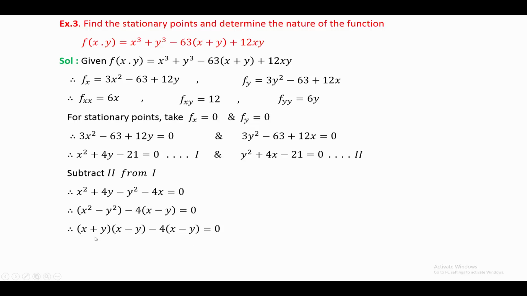Now from the left hand side, this bracket x minus y is common, in other bracket x plus y minus 4 equal to 0. Therefore x minus y equal to 0 or x plus y minus 4 equal to 0. Therefore we get x equal to y, or by using this, y equal to 4 minus x. x equal to y or y equal to 4 minus x.